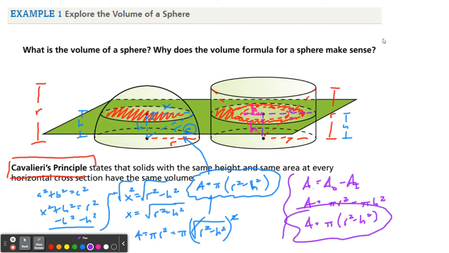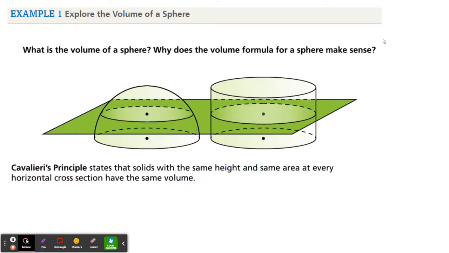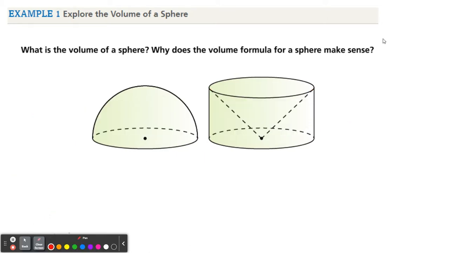These two 3D figures have the same cross-sectional areas. They have the same heights. So because of this, because they have the same areas of the cross-section and the same heights, they should have the same volume. All right, well, let's continue on. Okay, so here's that picture again. So again, they both have the same height, r.